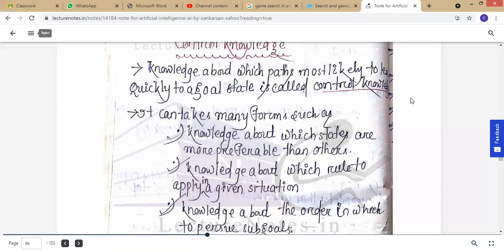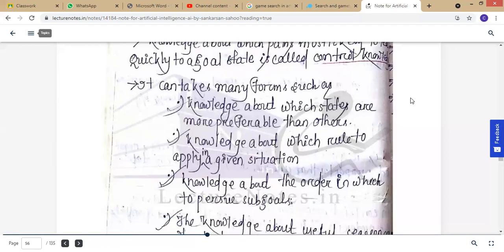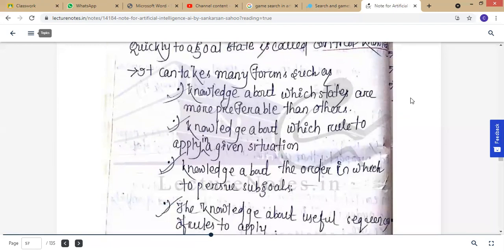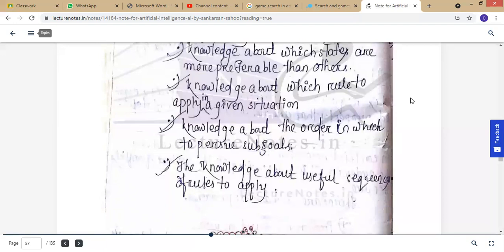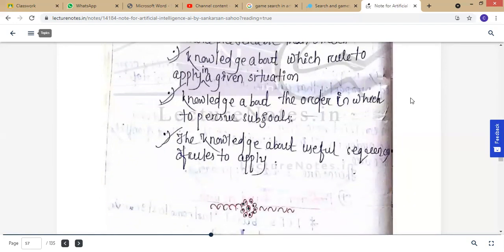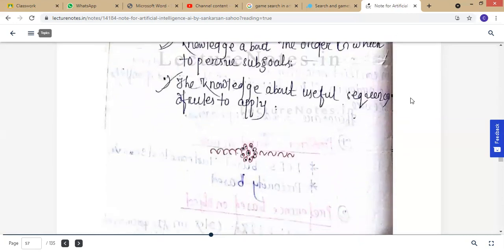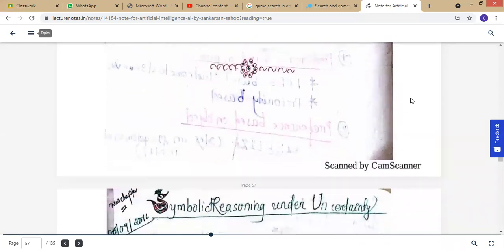Knowledge about which path is most likely to lead quickly to a goal. It can take many forms, such as knowledge about which states are more preferable than others, knowledge about which rule to apply in given situations, knowledge about the order in which to pursue goals, knowledge about useful sequencing. All of this is knowledge base.